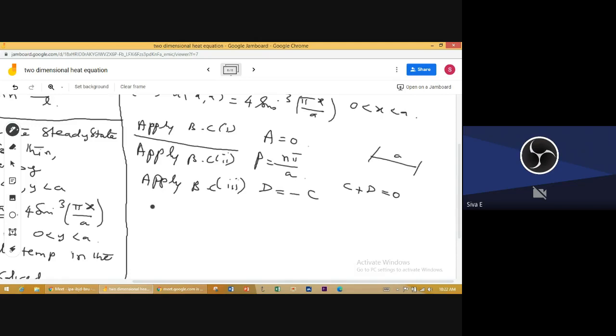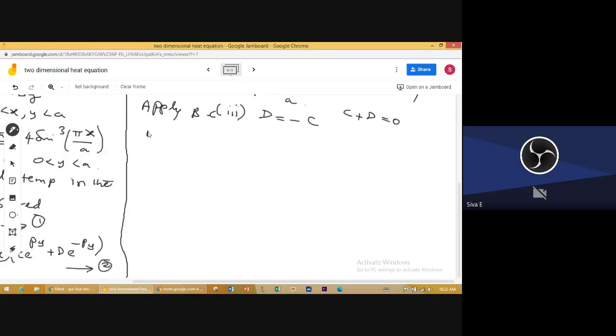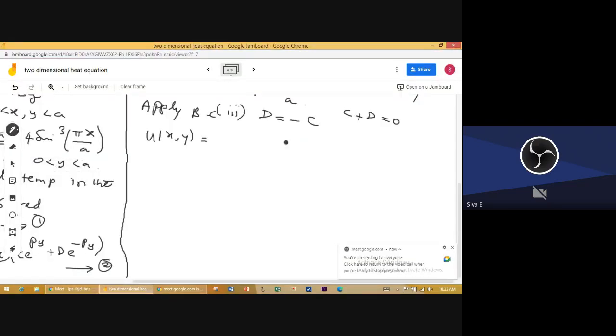What is u(x, y) here? At the end of the third boundary condition, what is u(x, y)? Renuka Devi. Renuka Devi, aren't you there? Padmasri. Everyone is here, then why are you not responding? Don't you write notes?